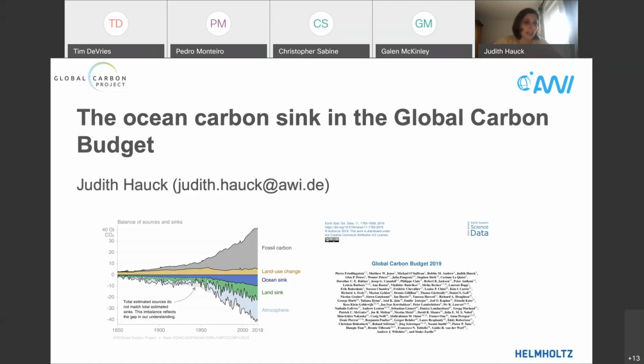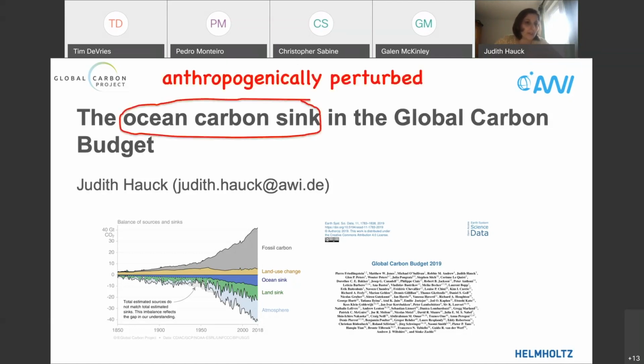Next slide. I would also like to take the opportunity in this talk to really make clear what it is exactly that we estimate in the global carbon budget, because I do think that's not always clear, and I do notice that from the discussions and the questions that we do get. So what we estimate in the global carbon budget is the anthropogenically perturbed ocean carbon sink. Next slide, please.